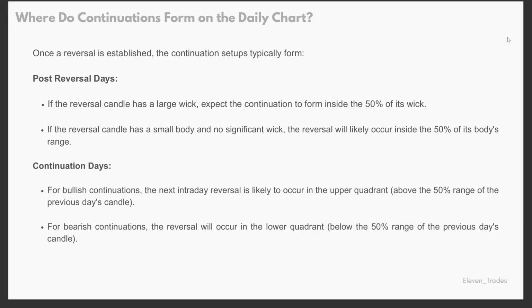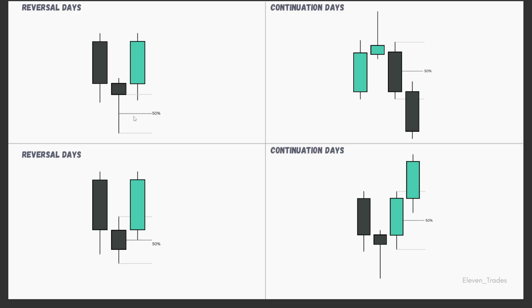Now we'll do the continuation form on the daily chart. So once the reversal signature has already established, we do have the candle 2 closure inside the range. So the next candle would be the expansion candle. Now the third candle will create its low.